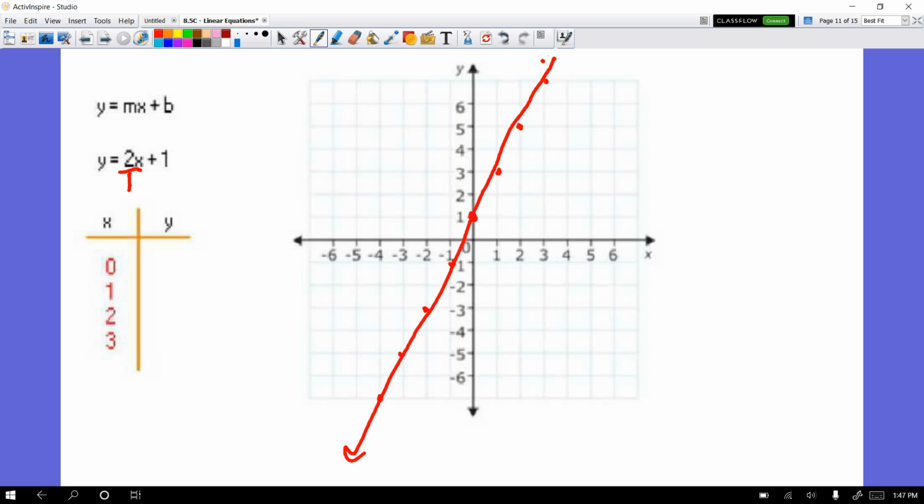Okay, that's the straightest line I can draw. Don't hate me. So you can see that our y-intercept is at positive 1. We already know that that's going to be right there. Over 1 up 3, over 2 up 5, over 3 up 7. Okay, you can see that that is following our plus 2 starting at positive 1.